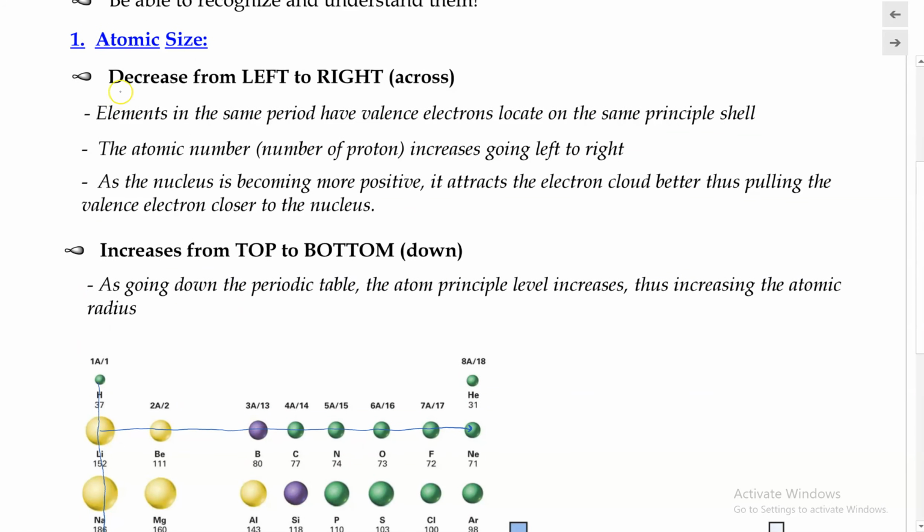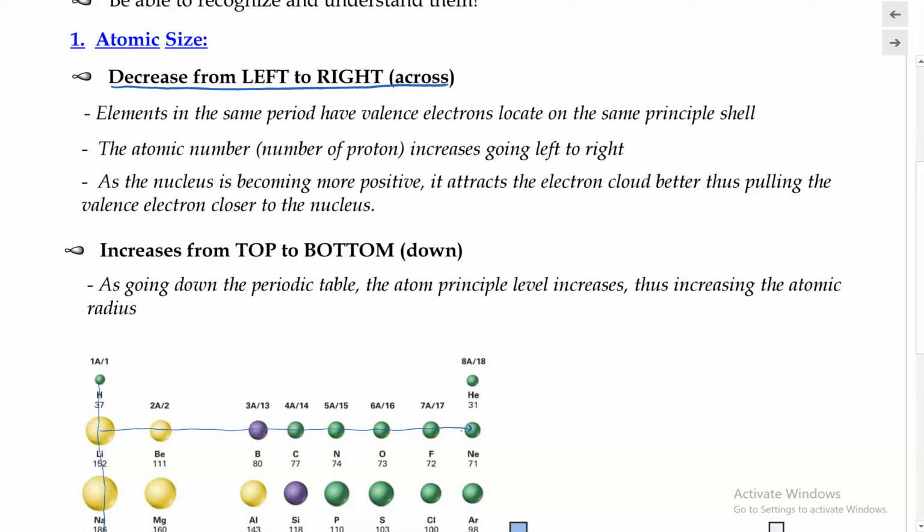So we observe again the size decreases going from left to right across the periodic table. And the reason why is as follows. Elements on the same row have the valence electron on the same principal shell. So it's first important that we recognize that. For example, in the case of lithium, its valence electron is located on the second principal shell. So this is why the electron configuration ends with 2s1, and for Be it is 2s2 and so on. So all of these elements have the valence electron on the same principal shell.